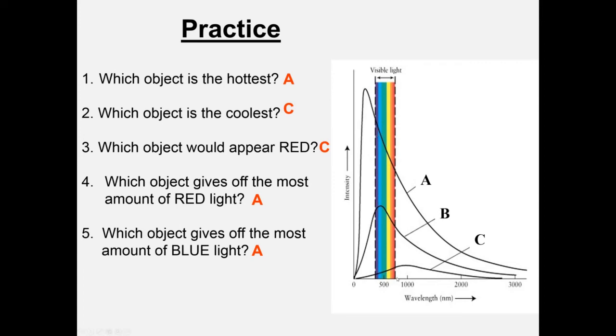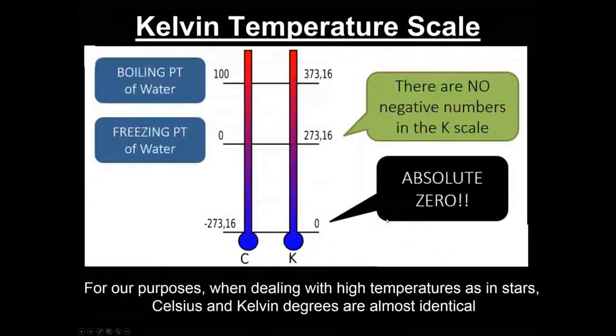If you look at C, it's putting out more red than it is blue. It'll look red. B will look to our eyes maybe a bit blue, probably blue, I guess. B will look mostly blue, but more white than anything else.